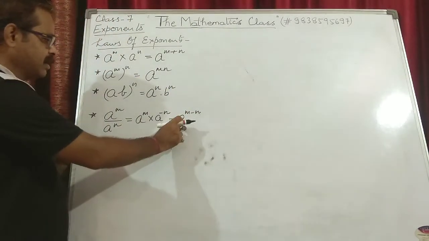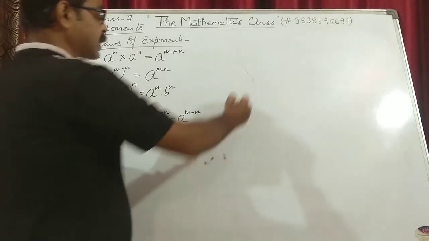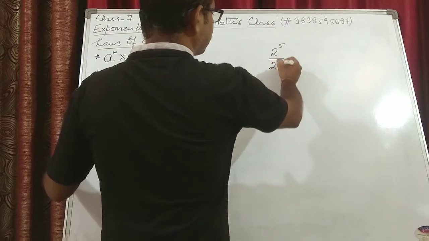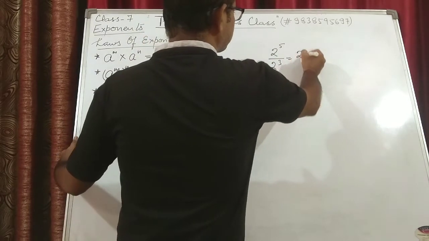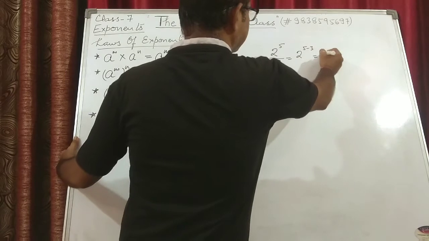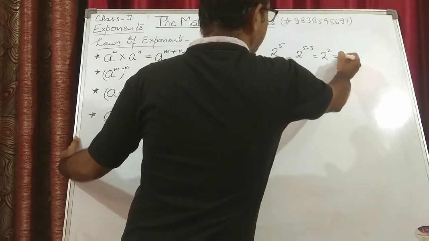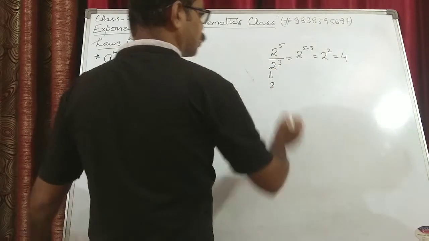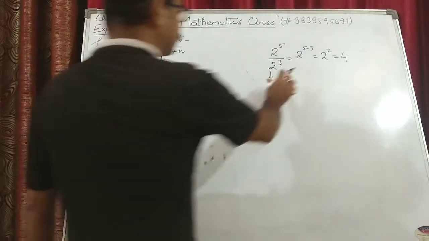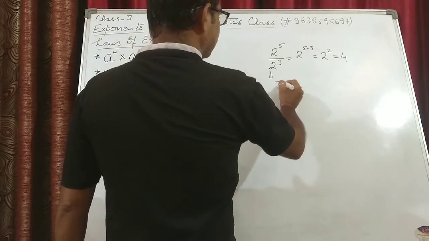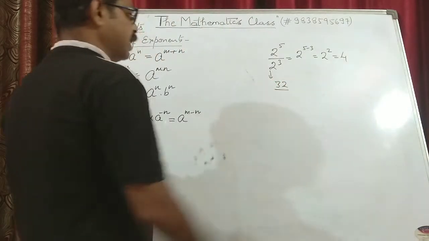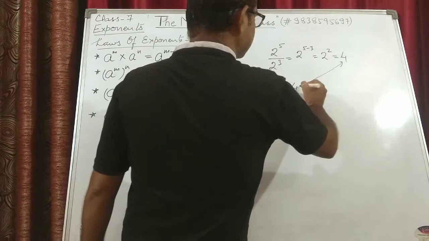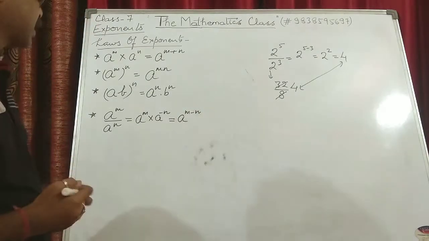This is the final value. Suppose I say 2 to the power 5 upon 2 to the power 3. It means 2 to the power 5 minus 3, that is 2 to the power 2, so 2 square is 4. If you solve it, 2, 4, 8, 16, 32, so 2 to the power 5 will become 32 and 2 to the power 3 is 8. You divide by 8, 8 4s are 32. So you can see that both these values are the same.